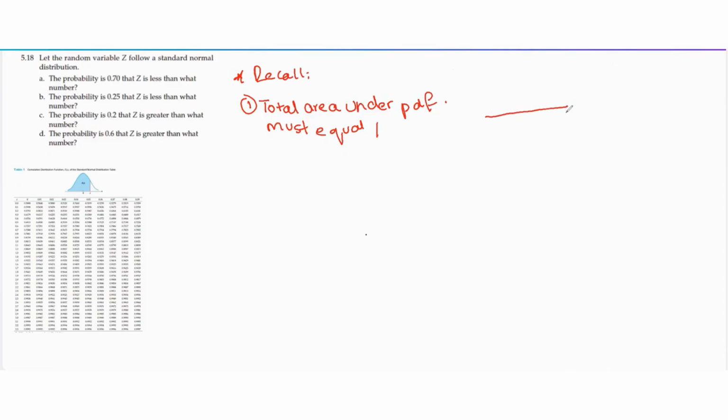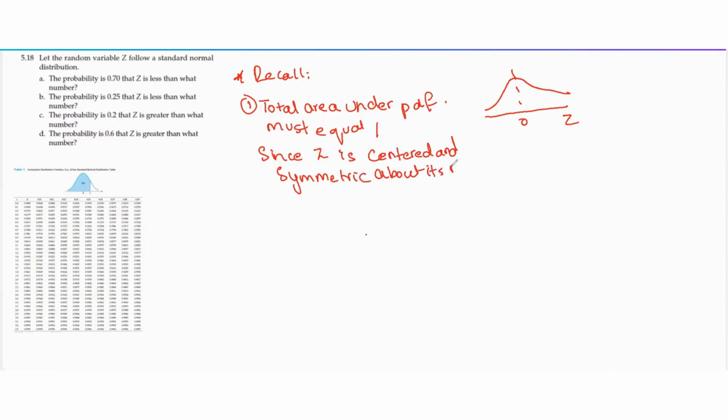So if I have the PDF for the standard normal random variable z, we know it's bell shaped like this, and it's centered and symmetric about its mean 0. So this total area is 1. Now since z is centered and symmetric about its mean, and any normal random variable is centered and symmetric about its mean, and in the case of standard normal that mean is 0, the area on either side of 0 is 0.5.